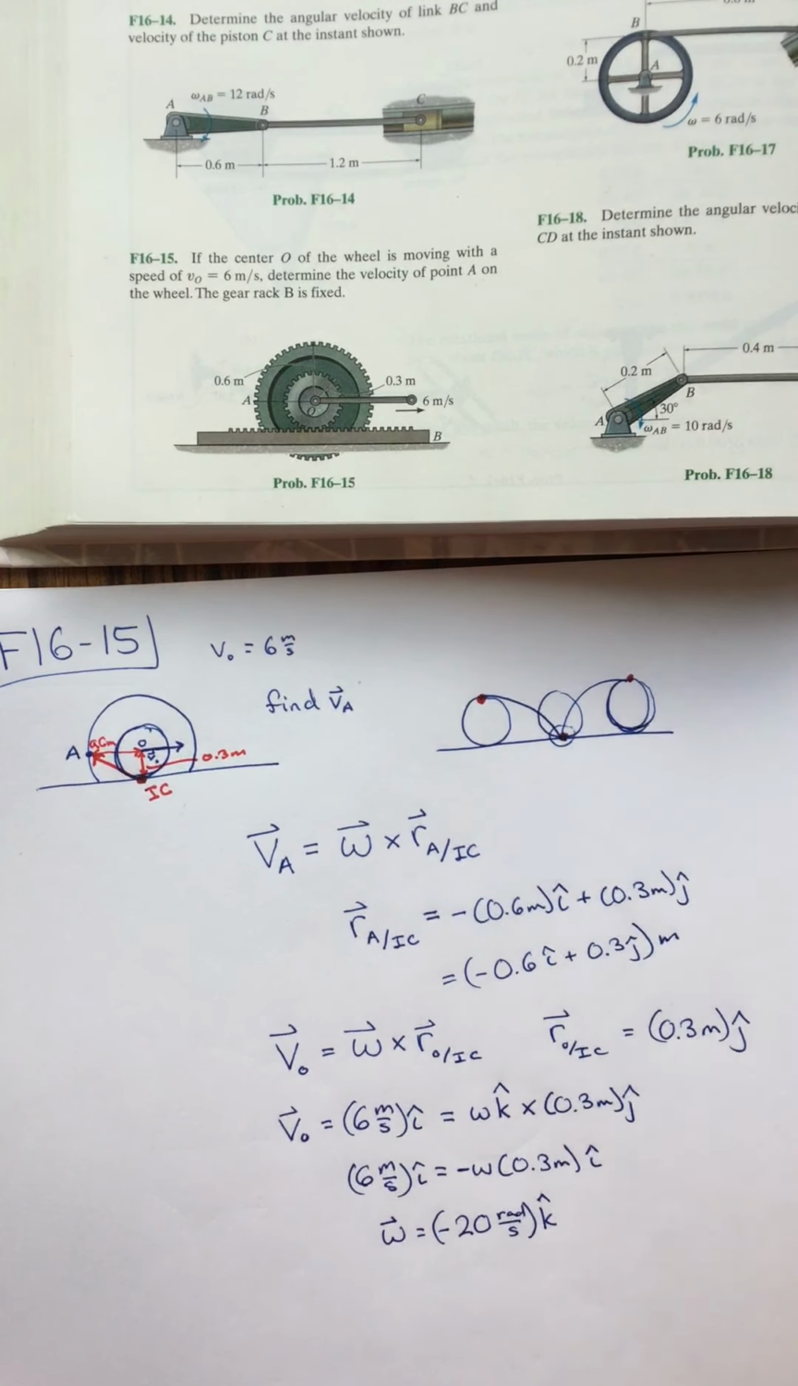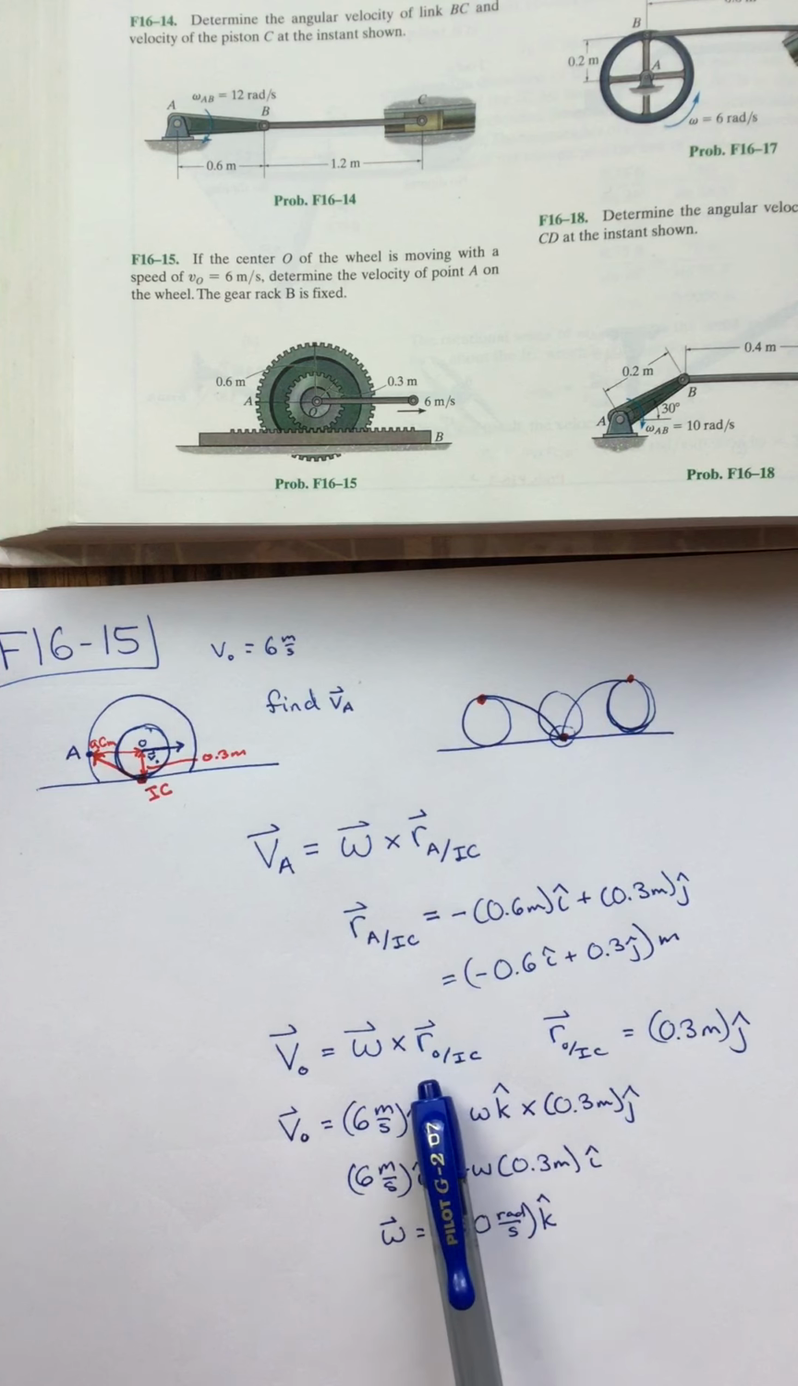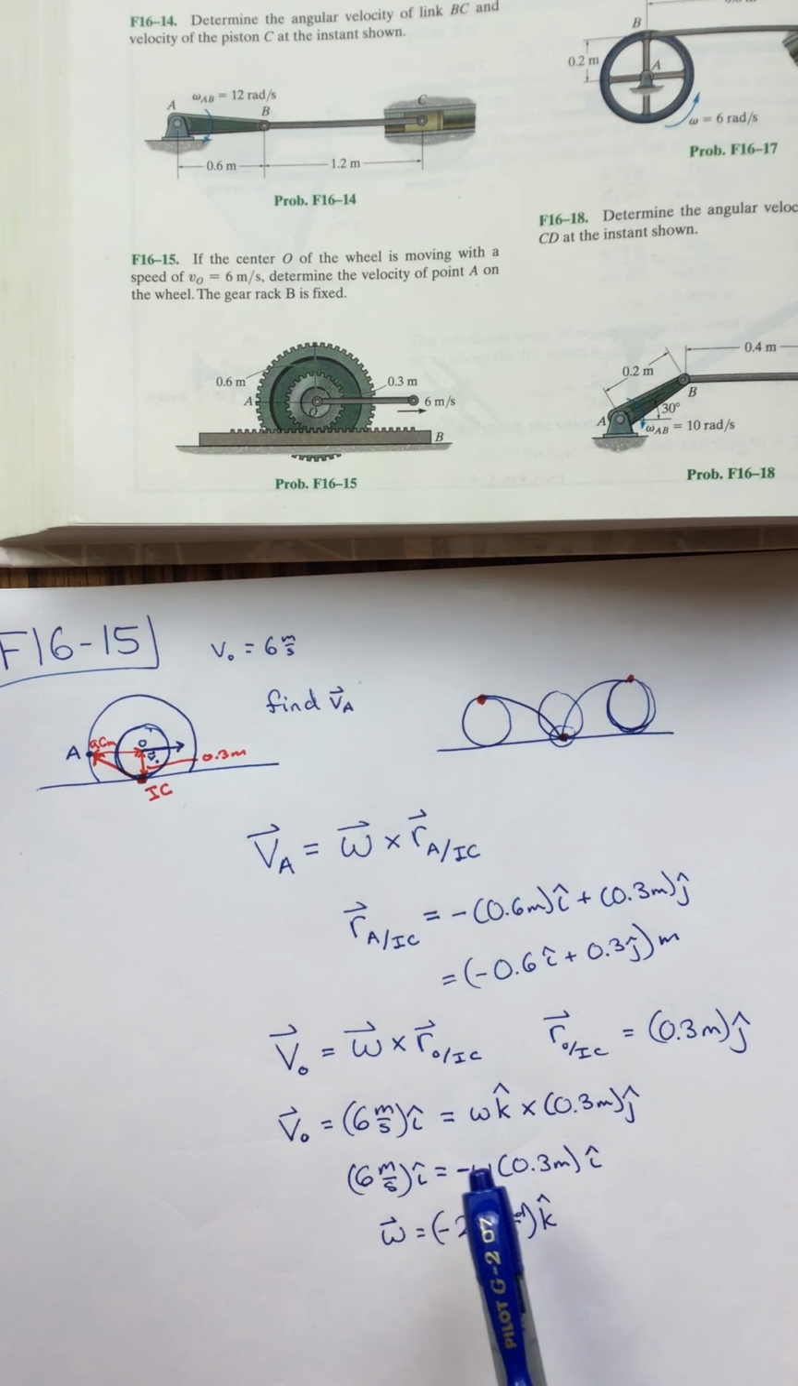There are easier ways of figuring this out. You don't have to treat it as a vector equation. You could just look at the magnitude and say the angular velocity is 6 divided by 0.3. So you don't have to show all the work that we did here, but I think it's helpful to see it.